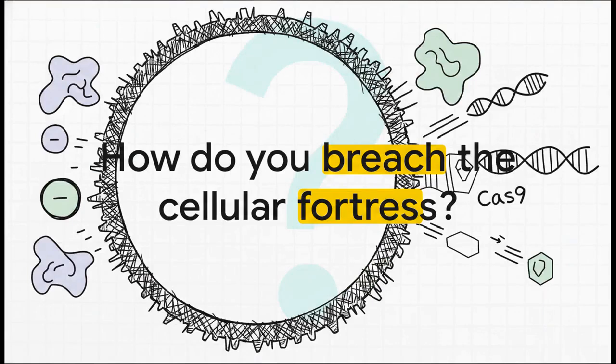Think of the cell's plasma membrane as basically an impenetrable fortress. It is specifically evolutionarily designed to exclude large, charged macromolecules. By default, proteins, DNA, and RNA are all fiercely repelled at the gates. So how on earth do we sneak our perfect Cas9 past the guards?